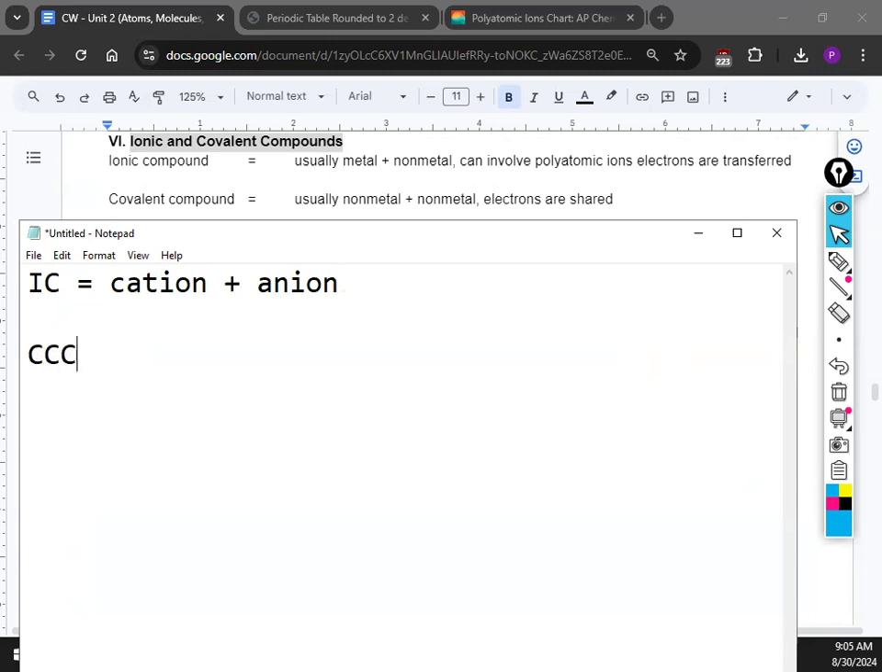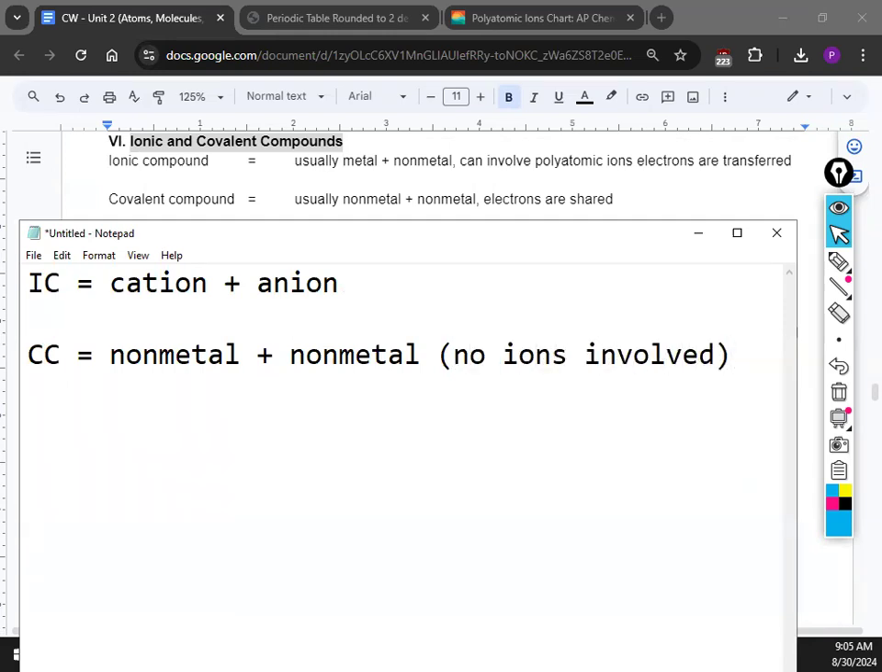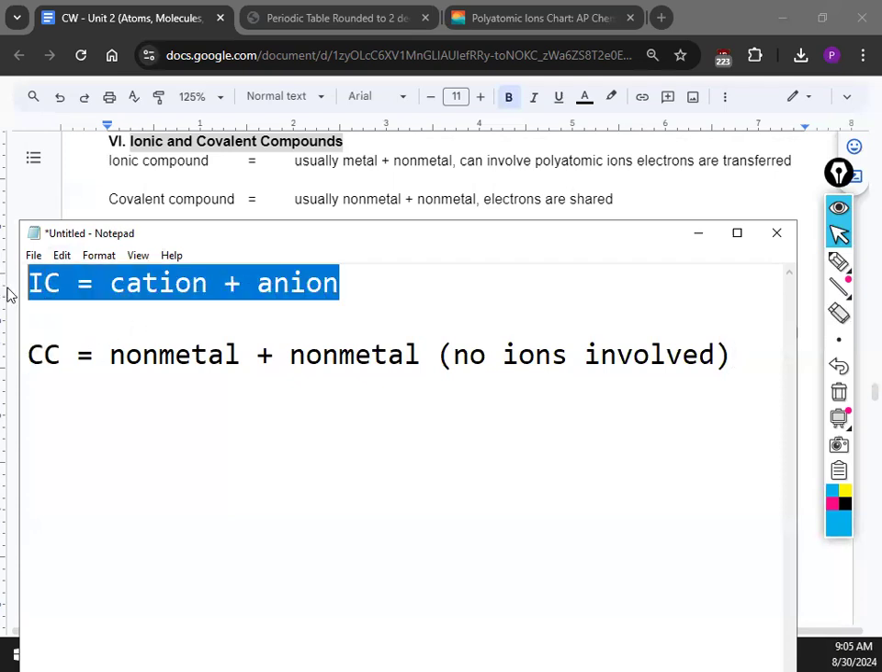All right, and then the second one, covalent compounds. This one is going to be a non-metal and a non-metal. So just know that for this one, there are no ions involved. Covalents have to do with non-ions. So if you have a polyatomic ion and a cation, it's not going to be a covalent compound. So just remember, ionic is cation plus anion.